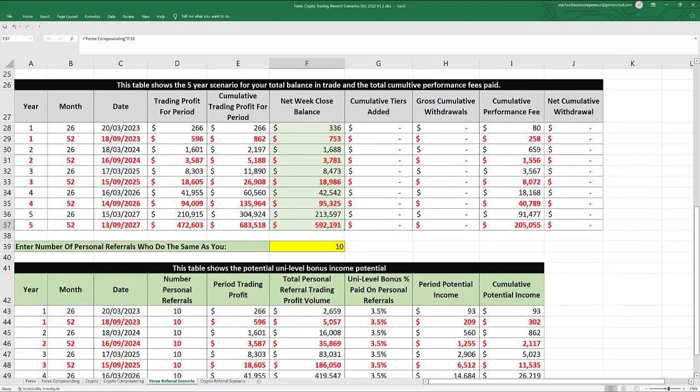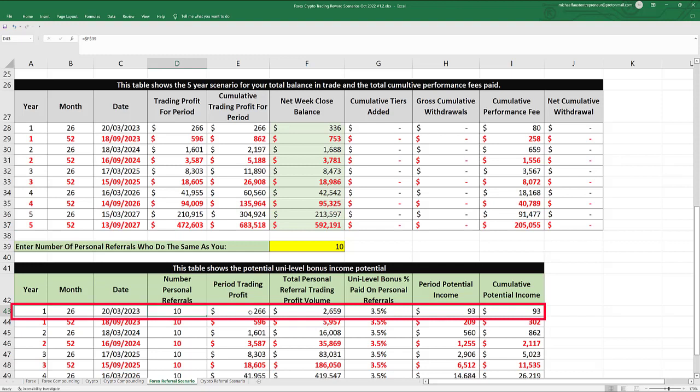So let's say over the course of time, you refer 10 people who want to do the same as you. They've contributed 300 to the crowd fund, 150 into the trading pool. That means 10 people at the end of week 26 would have generated 266 in profit each. So 10 people would be 2,659. Now you get a 3.5% unilevel bonus on the profit that is made over their 6-month period. So you would have $93.